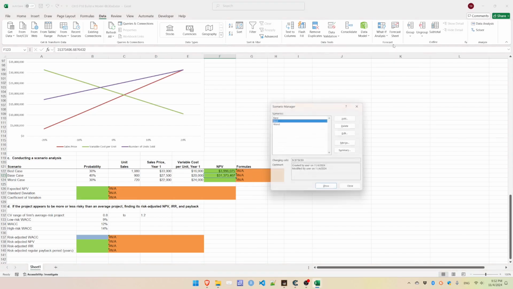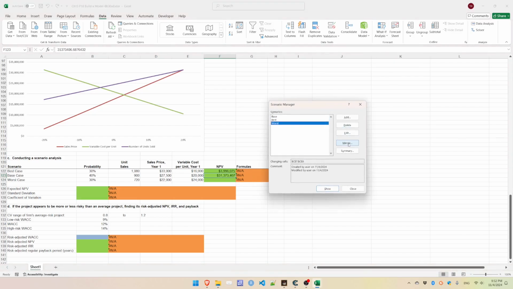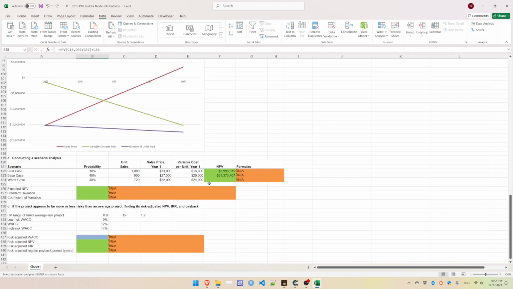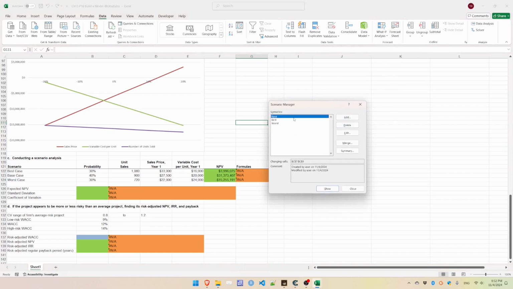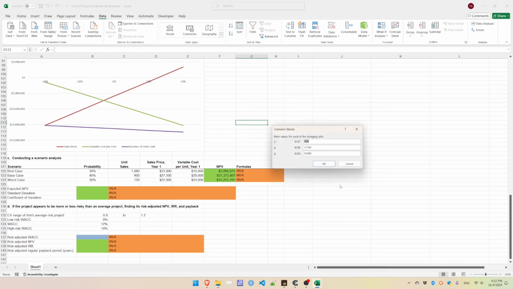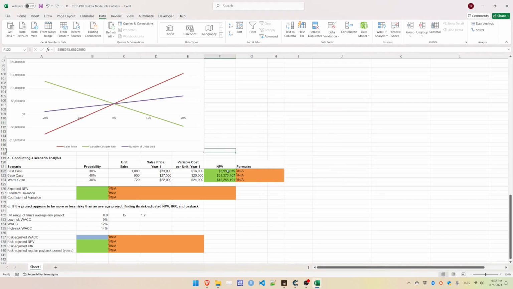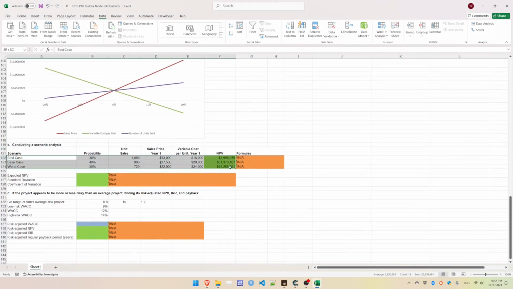Okay, and do it again: scenario manager, worst case, and show. As you can see, it's negative 15 million. I can put it here, and it's just a number. All right. I can go back to the scenario manager and show the base case scenario. Yeah, it's fine. Okay, so that's the 3 NPVs.